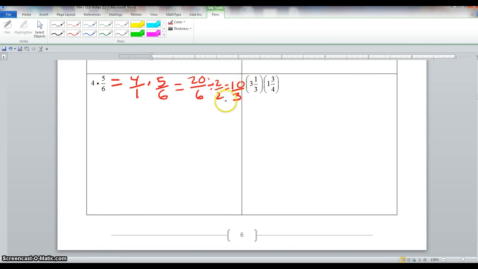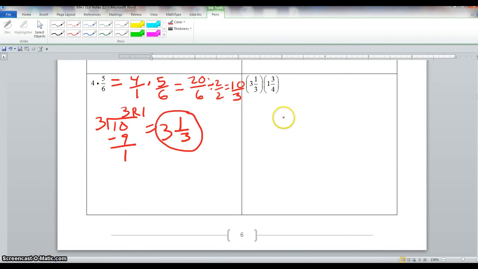Now typically we don't leave our final answer as an improper fraction. We want to rewrite this as a mixed number if we can. So we'll take 3 and 10. 3 goes into 10 3 times. So 10 minus 9 is 1. So we have a remainder of 1. And our final answer is this whole number, which is 3. Our denominator stays 3, and our numerator is our remainder, which is 1. So it's 3 1/3.